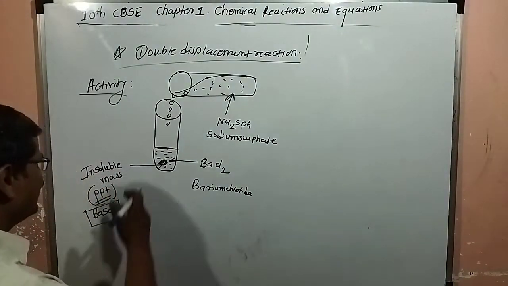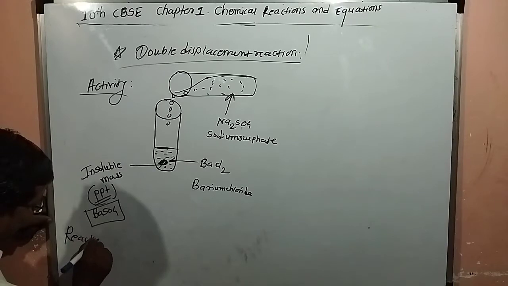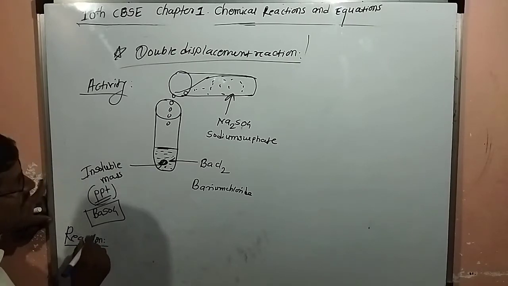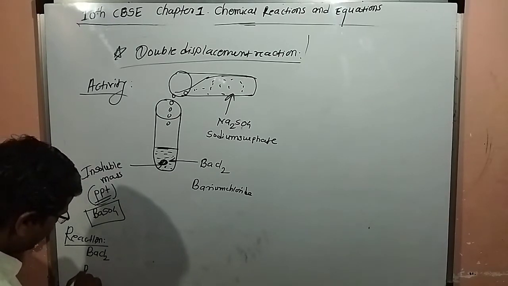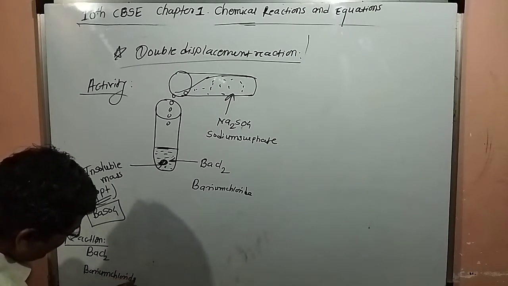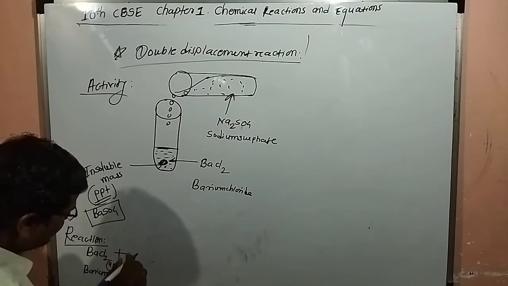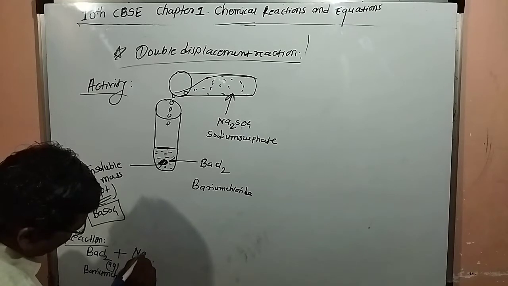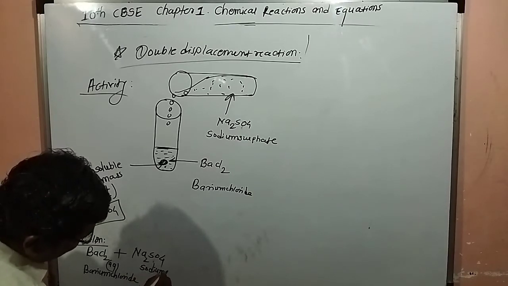Now we will write the reaction which actually takes place in this activity. First, you are taking barium chloride, BaCl2, in aqueous state, plus sodium sulfate, Na2SO4, also aqueous.